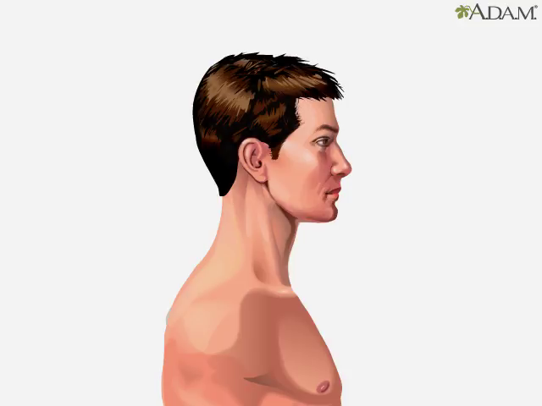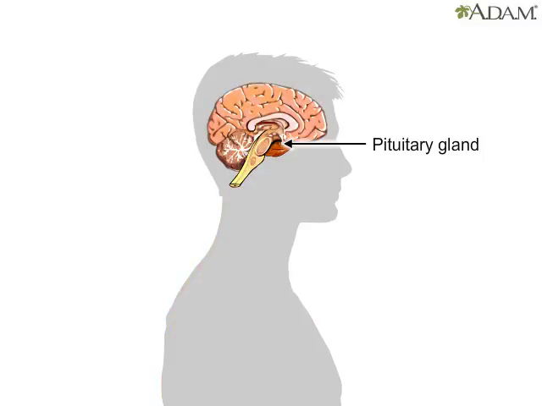An overlay on the profile of a man's head and shoulders shows the pituitary gland just below the brain ahead of the brainstem. The pituitary gland lies deep inside the head. It's often called the master gland because it controls many of the things other glands do.